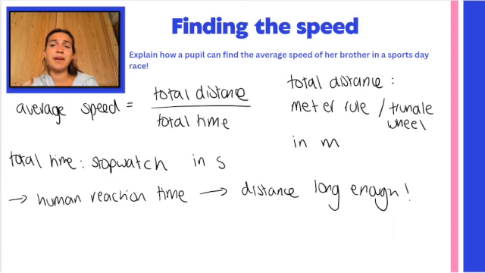So I need to make sure that the distance is long enough so that the effect of any human reaction time is negligible. Okay, the time that it takes the brother to run this race is going to be over a long enough period that that bit of human reaction time doesn't really make a difference. Okay, and then it's always good to state, if you can and it's appropriate to the experiment, you're going to repeat and average your results.